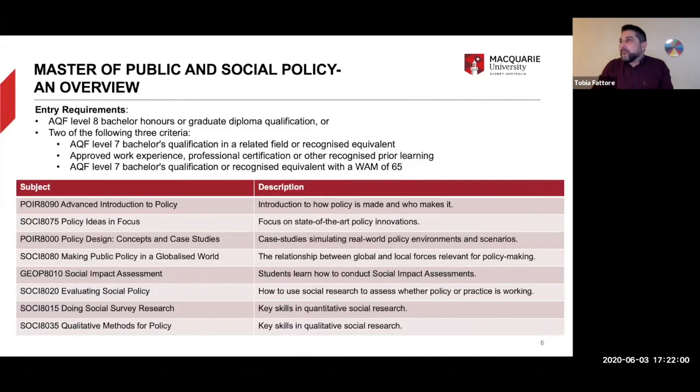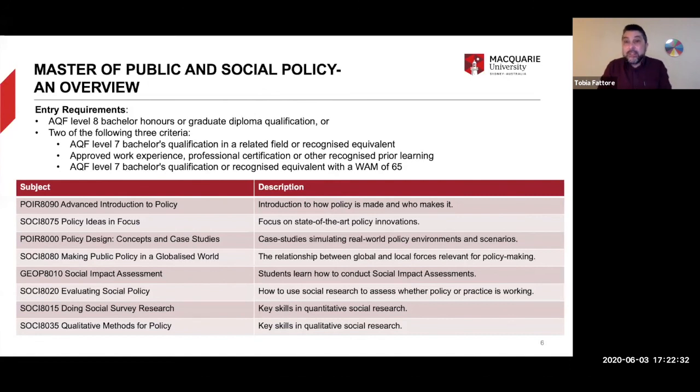Okay. Now, let me talk a little bit more about the program. We can talk about the entry requirements in more detail, perhaps in the Q&A, but essentially there are several pathways into the program, but it essentially requires you to have some recognised undergraduate qualification, either at an honours level or a graduate diploma level, or at a bachelor's level with some other conditions.